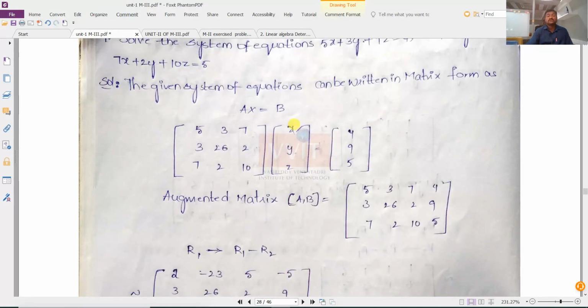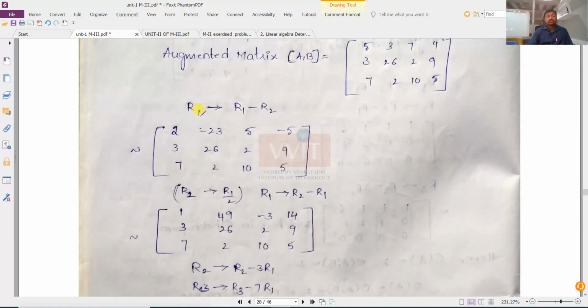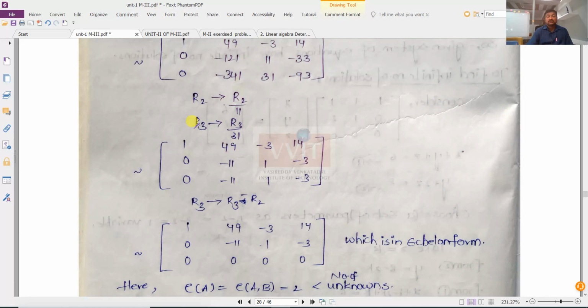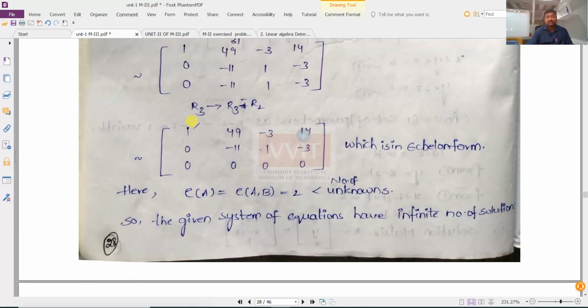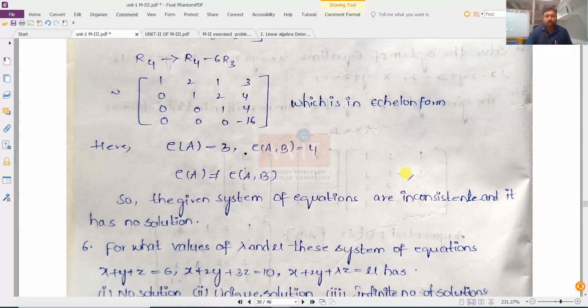Similarly, even this one also: 5x plus 3y plus 7z equal to 4, 3x plus 26y plus 2z equal to 9, and 7x plus 2y plus 10z equal to 5. Here the same logic, augmented matrix, similar procedure. Whenever you want, you can pause the video and work through this. Now let us see one more problem on this.